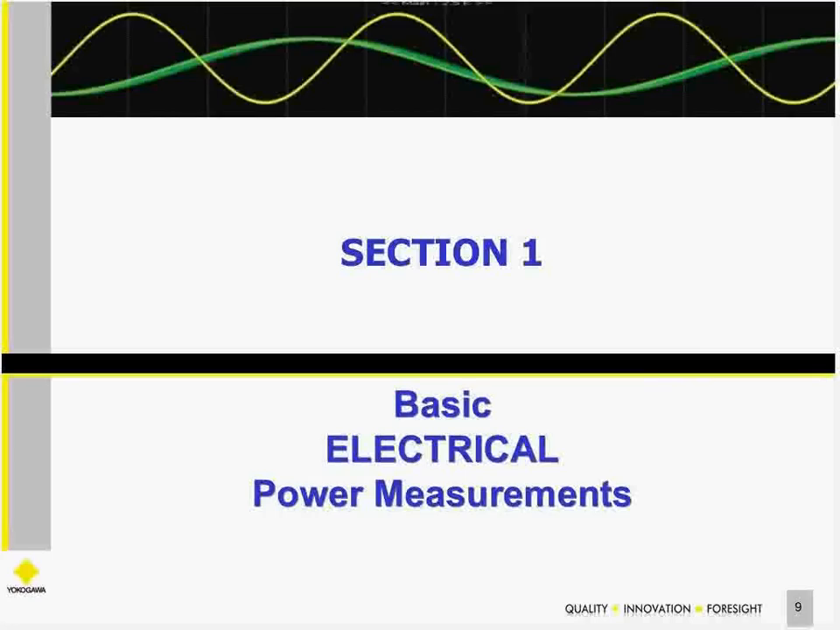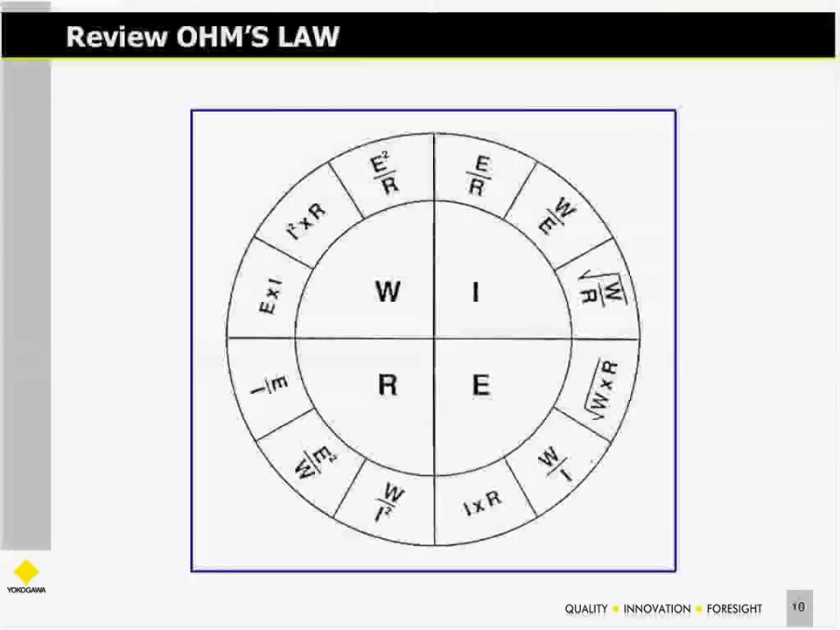So let's first start with a review of basic electrical power measurements. I always like to start with Ohm's law. We're talking about power, power in a DC system. Watts is just the voltage times the current on a DC system, or I squared R. So this is our foundation of all of our measurements.